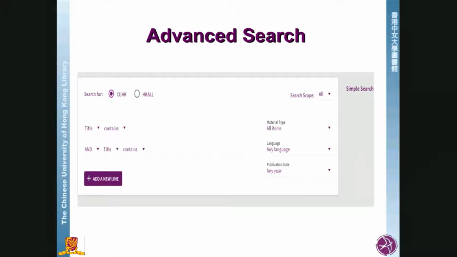On top of the advanced search, we can select search for CUHK or search for HKALL. Search for CUHK means we search the materials in the CUHK library. If we want to search HKALL, that is the print books that we can order and have delivered to the CUHK library. So let's see what we can choose. Looking at the first line on the screen, that is title and then a triangle. Let's click on it.